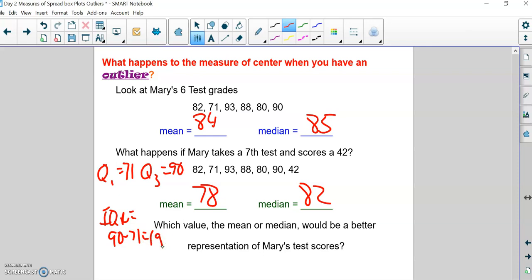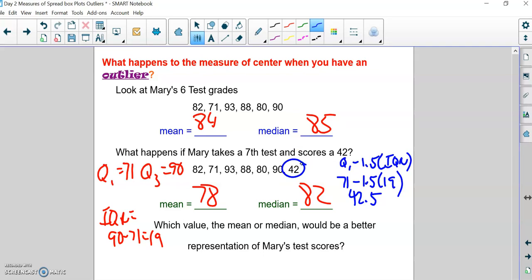And so if we want to test for an outlier on the lower end, we would say Q1 minus 1.5 times the IQR, where Q1 is 71 minus 1.5 times 19. And you can plug that in. When you plug it in, you're going to get 42.5. And so we would look to see, do we have any numbers outside of that or lower than that? So then we would say that yes, definitely 42 is an outlier.